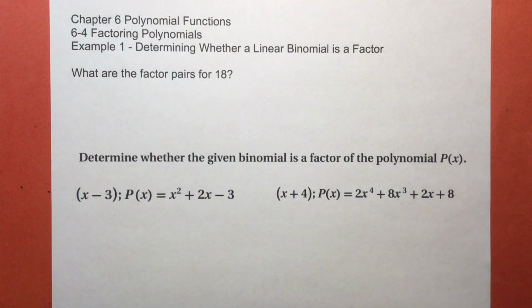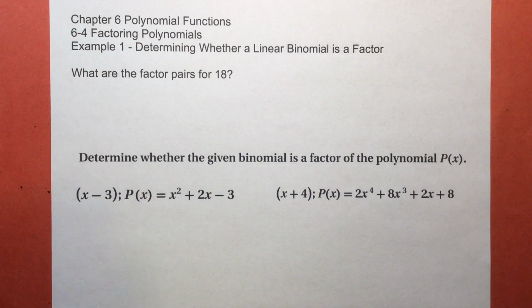Hello, we're working on Chapter 6, Section 4. In this section, we are going to explore a little bit more with factoring, and we'll cover that in the example too. More factoring stuff. In this video, in this example, we're going to be talking about factor pairs and finding out if a binomial is a factor of a polynomial, and we'll talk about what that means. I'll give you an example here.